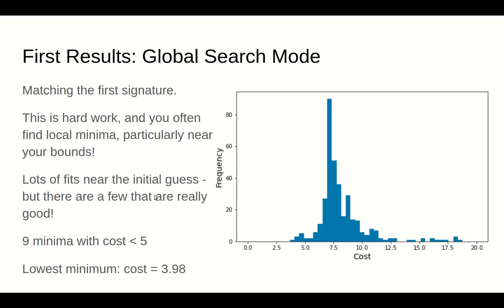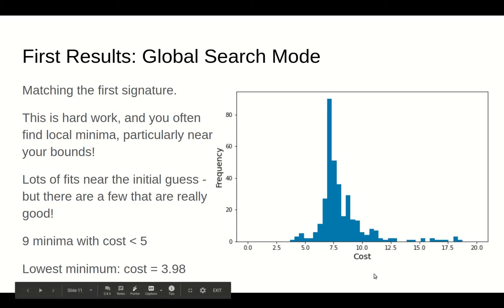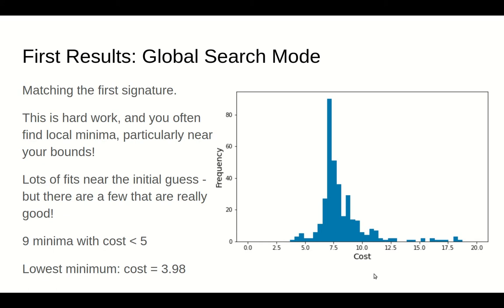The global search had these results visualized as a histogram. Most of the minima that I found were in the range of 6 to 8, but I could do better. The lowest minimum that I found, and the one that I went with to feed the tracking algorithm, was 3.98. So it's pretty easy to get a fairly good fit, but it's hard to get a really good fit.